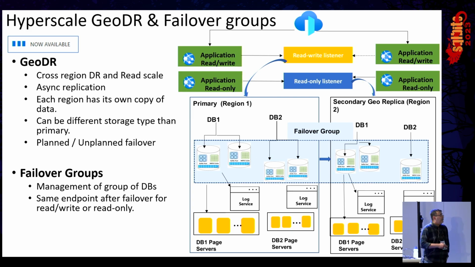Then you have a concept of failover groups. Failover groups is a manageability construct which is kind of like your availability group listeners, right? So you can group a set of databases in a failover group and fail them over as a unit. And what this gives you is two things. A, it allows you to manage a group of databases. B, it gives you two endpoints which are dedicated. So you have a read-write listener and a read-only listener.